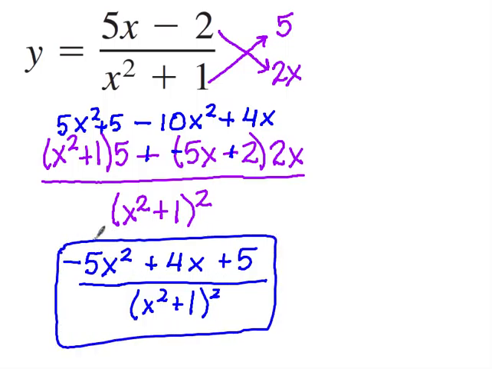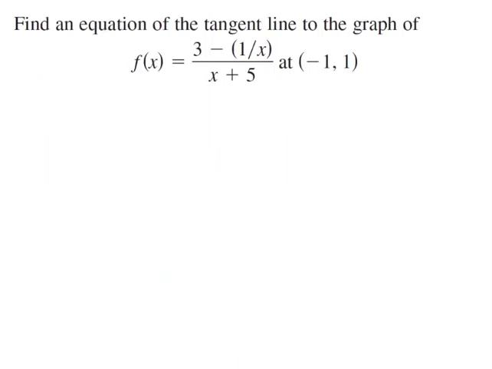That's the quotient rule. Low d high. No, you do not have to FOIL out the denominator. In fact, I would prefer you not. Okay, low d high minus high d low over low squared. Now I believe I've got another example we're going to look at.